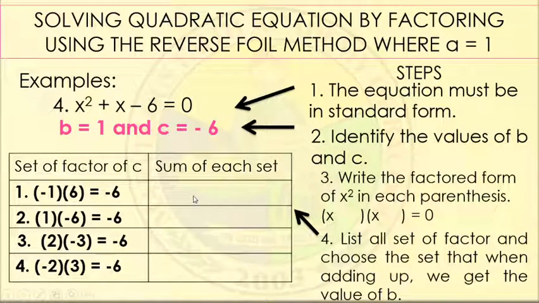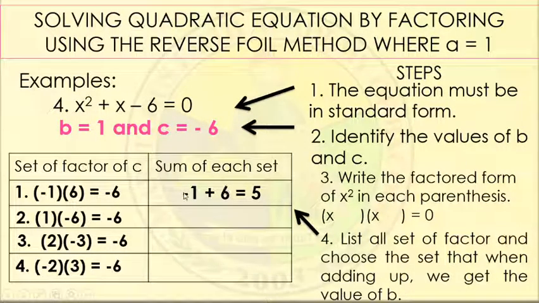Okay, next na gagawin natin is pag-add natin yung mga factors ni c, sa set of factor. Okay, so negative 1 plus 6, the answer is 5. Paano siya naging 5? Addition of unlike terms. Kapag hindi sila pareho ng sign, ipagsusubtract mo and then copy the sign of the highest number.